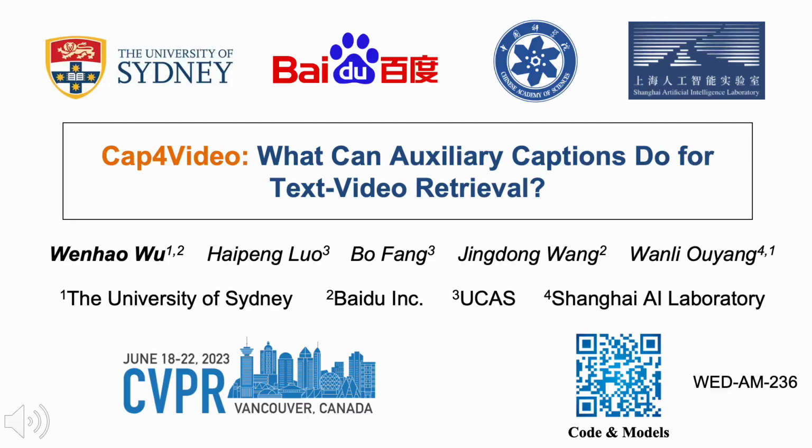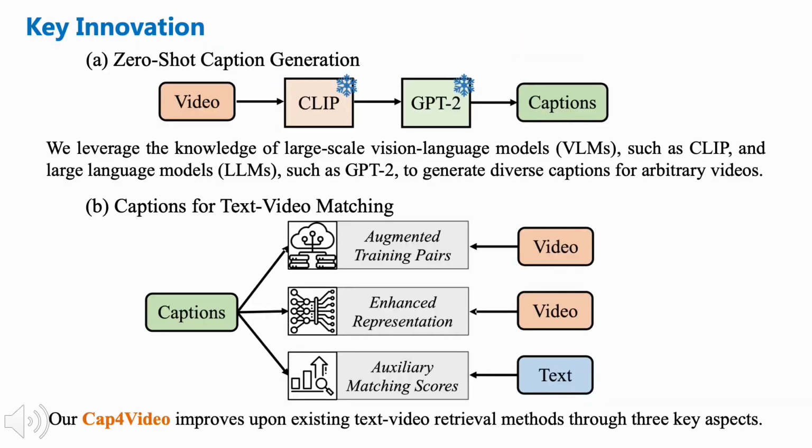Hi everyone. I will introduce my paper Cap4Video: What can auxiliary captions do for text video retrieval? This work is selected as a highlight paper at CVPR 2023. In this paper, we explore a novel problem: leveraging auxiliary captions to further enhance existing text video retrieval.